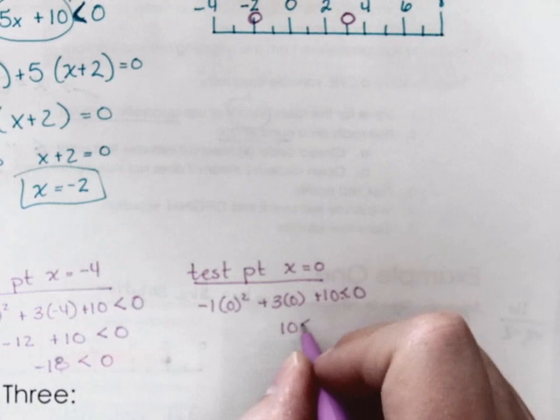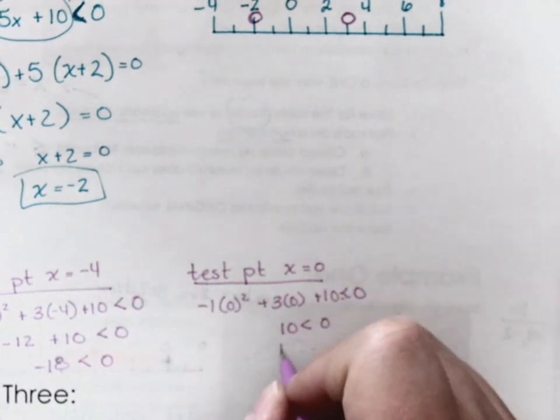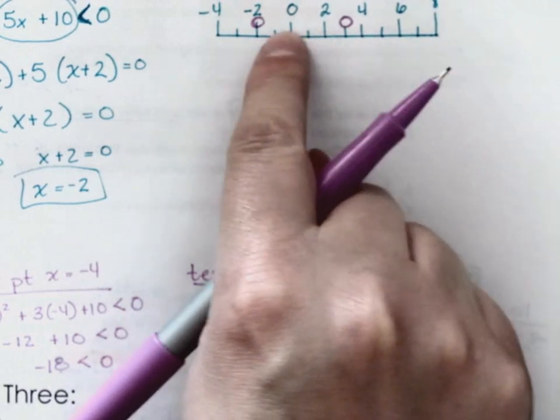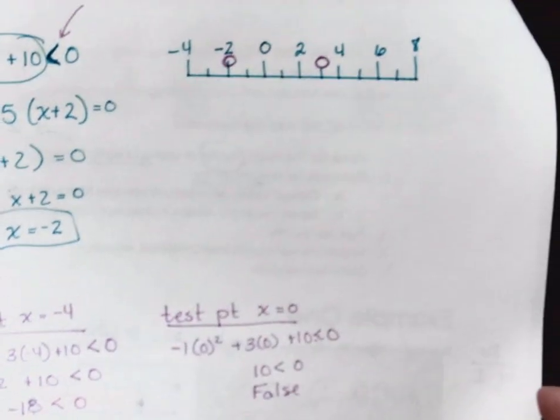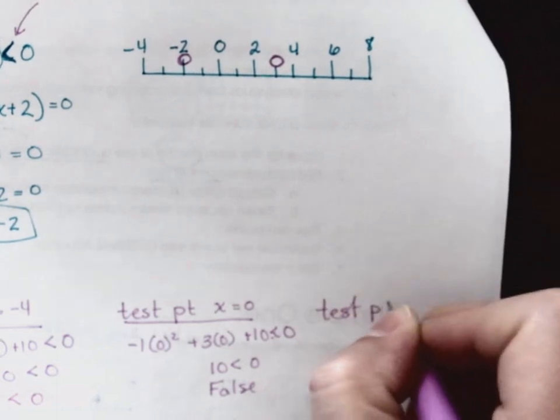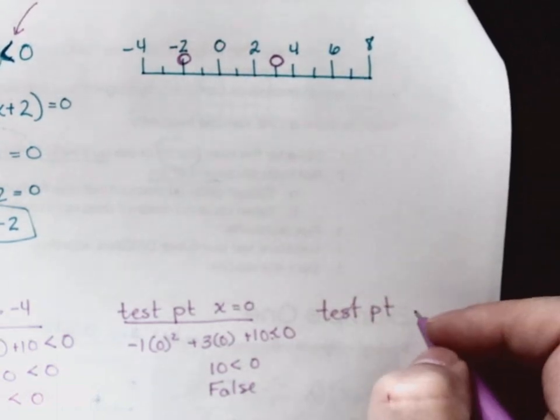So I've got 10 is less than 0. That is false. So what I know is it doesn't work in between those 2 points. So I'm going to test my last point, which is to the right of 5.